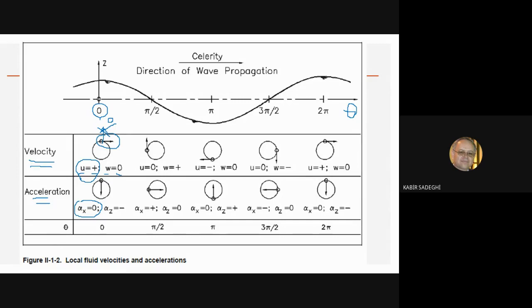And go for another phase angle, which is pi over two at this point. You see that u here is zero. There is no u here. It's zero. But you see that the vertical component W is maximum and positive. This is maximum, but u equals zero. And what about acceleration at this point? We are talking about this point here now. First, we talked about this point.